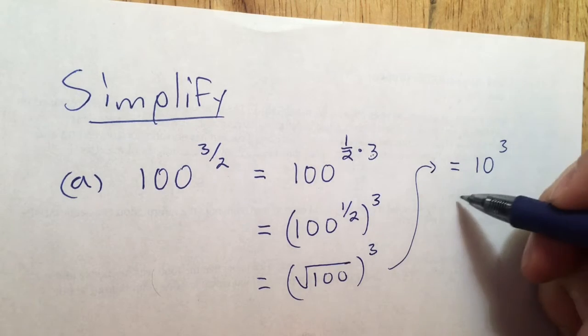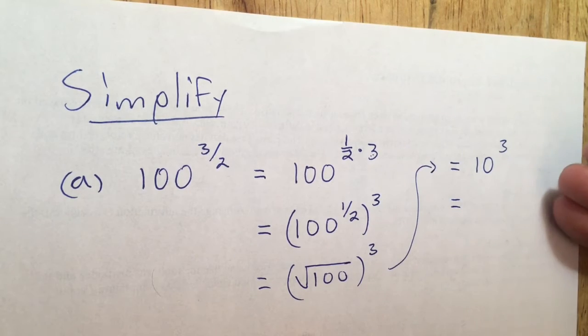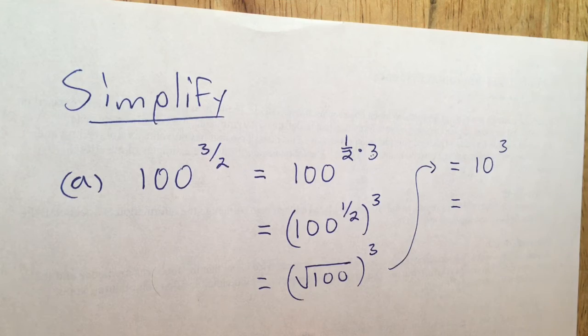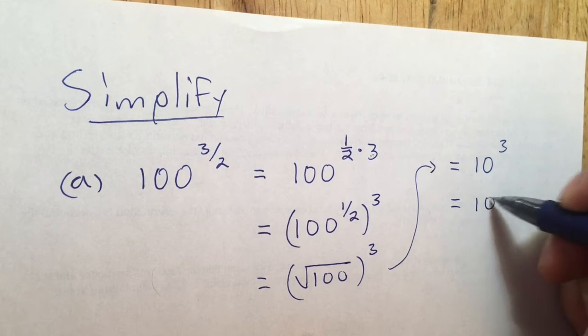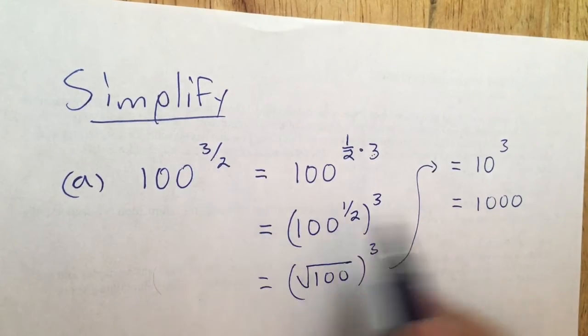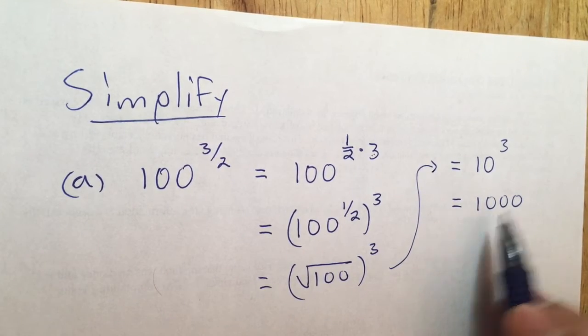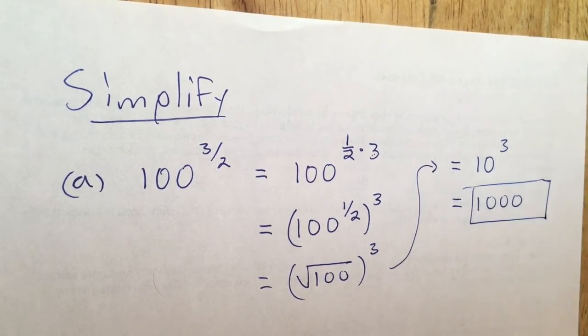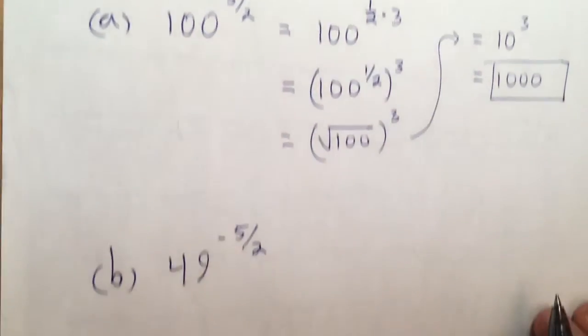And 10 to the 3rd power is 10 times 10 times 10. 10 times 10 is 100. 100 times 10 is 1,000. So 100 to the 3/2 power is exactly 1,000. That's the final answer. Okay, next problem.